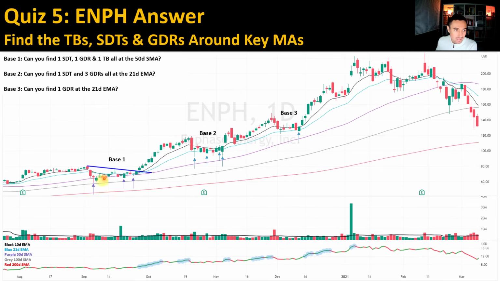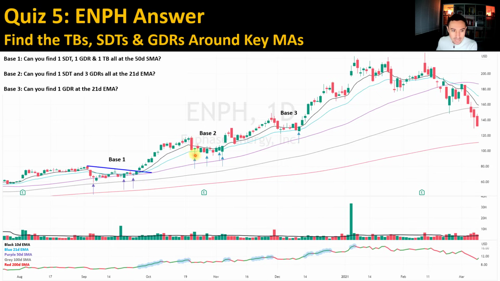So there they are. Okay, here, let's start with base 1. Can you find 1 shakeout demand tail? There it is right there. Can you find 1 gap down reverse bar? There it is right there. Opens on the low, close on the high. And then there is your tight low volume inside bar. Sorry, it's not quite an inside bar. But see how it's just a tight bar, low volume, sitting on the 10, 21 and the 50.